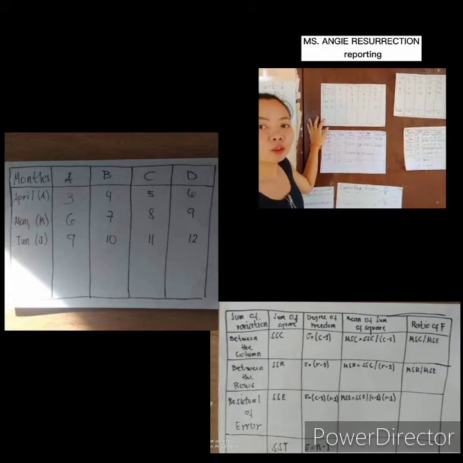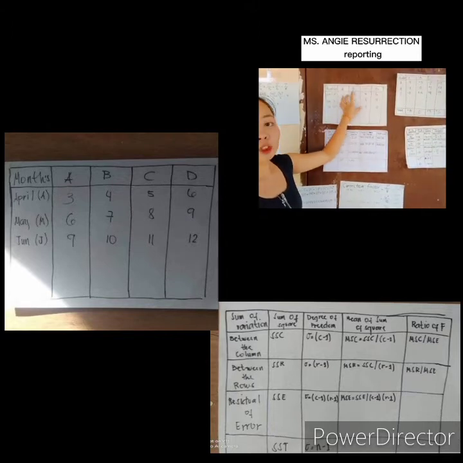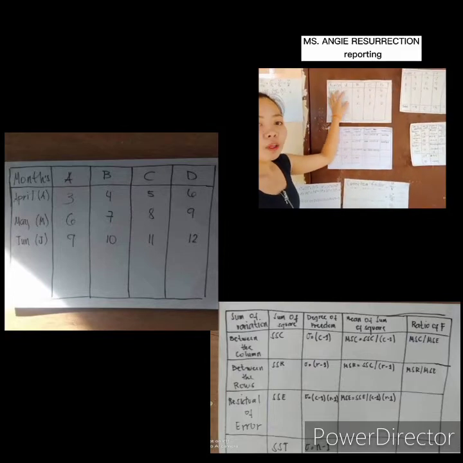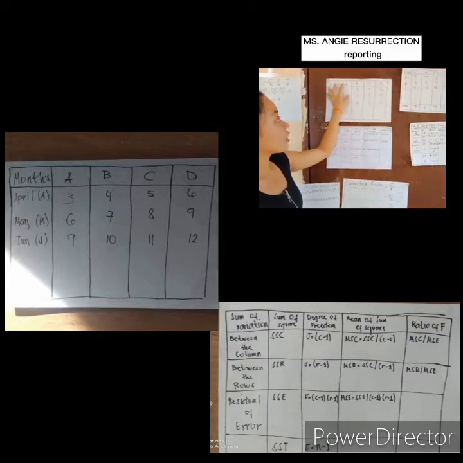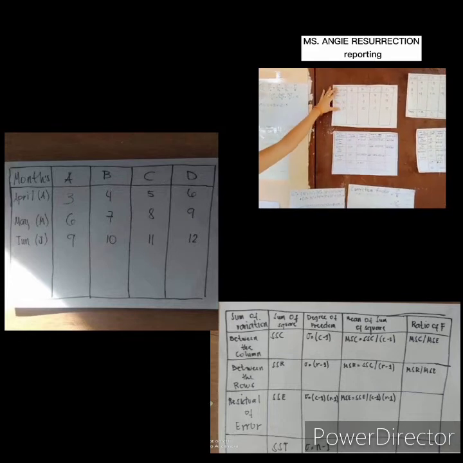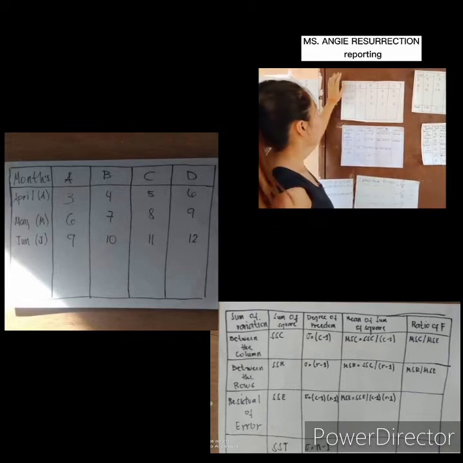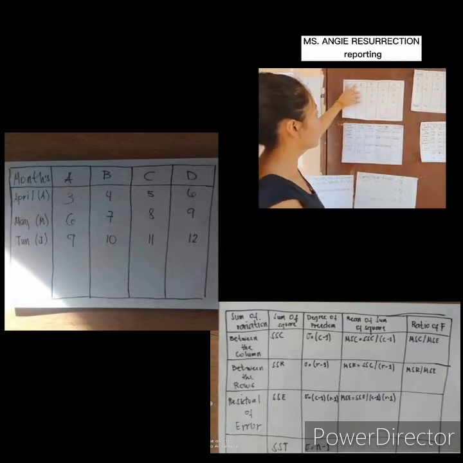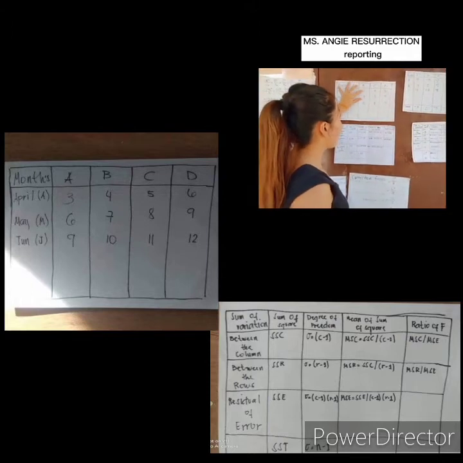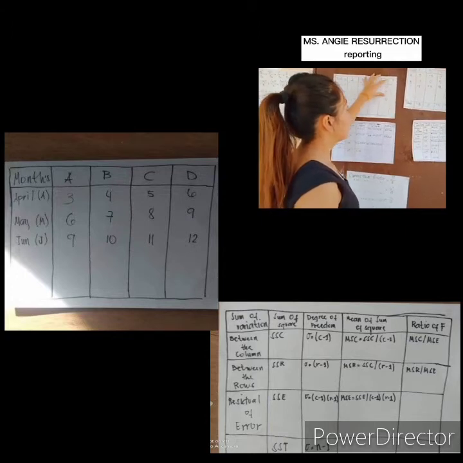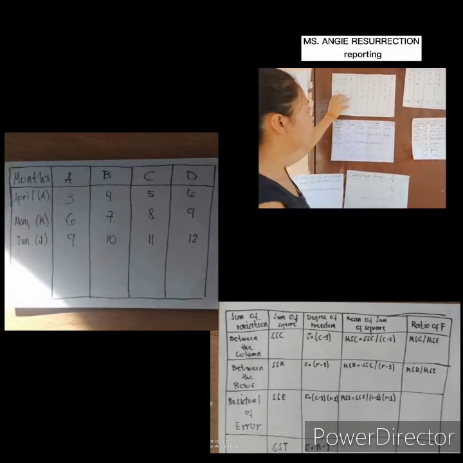This is the example. We have four squares, which are A, B, C, and D. We are observing them over certain days, with the months April, May, and June. An example of this is A: 3, 6, 9. Then B is 4, 7, 10. C is 5, 8, 11. D is 6, 9, 12.